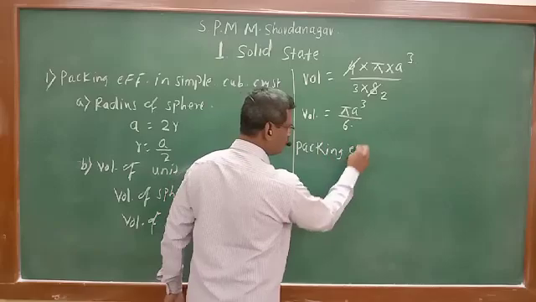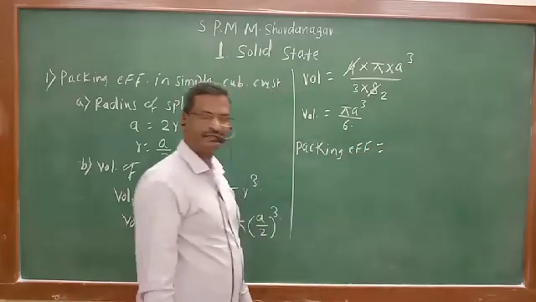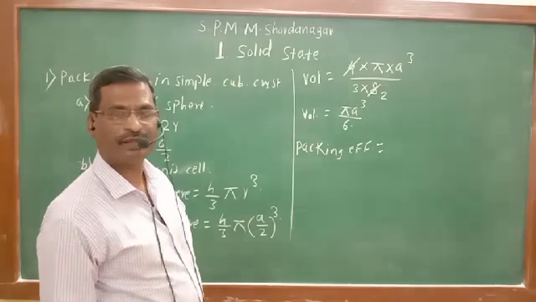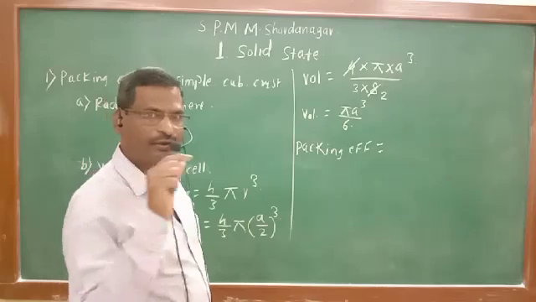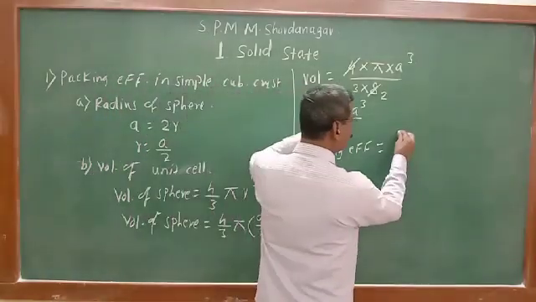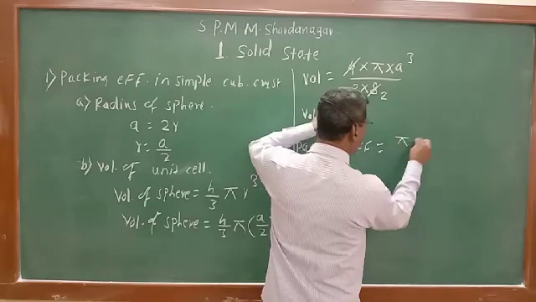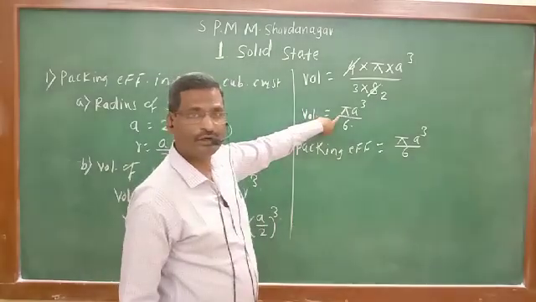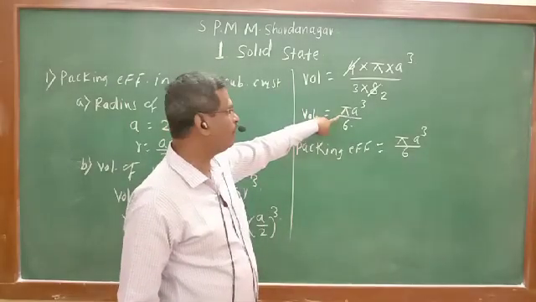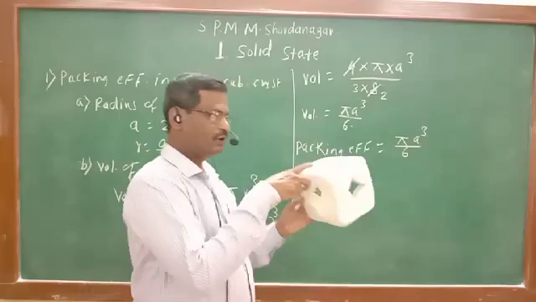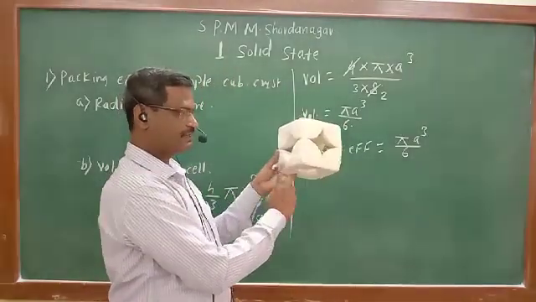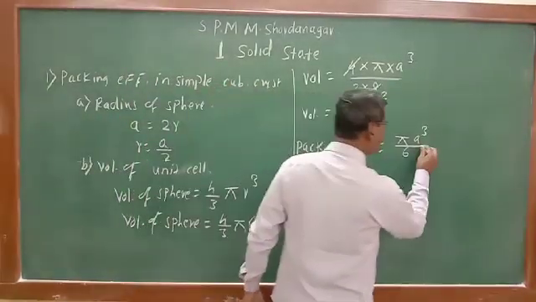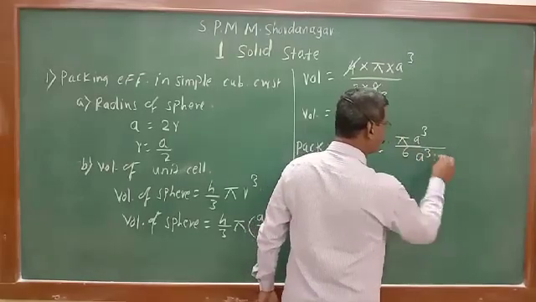Packing efficiency, we know the formula. Packing efficiency is nothing but volume covered by the particles in the unit cell divided by total volume. What is the volume covered in the unit cell? That is pi A cube upon 6, divided by total volume. What is total volume? We know this is A, this is A, this is also A. So total volume is A multiplied by A multiplied by A, that is nothing but A cube.